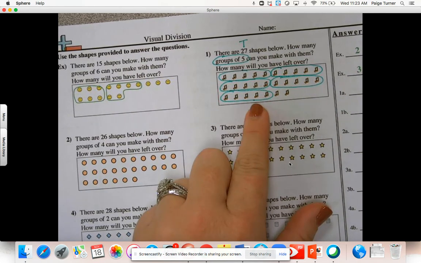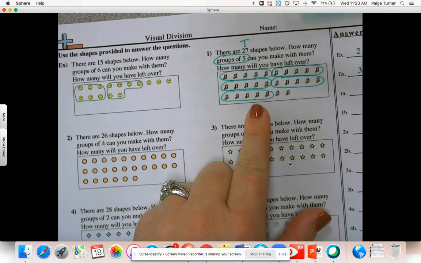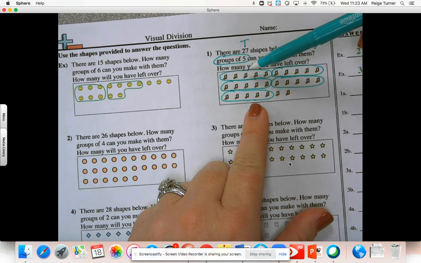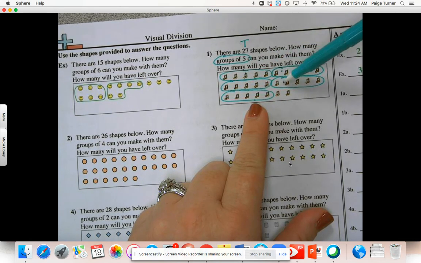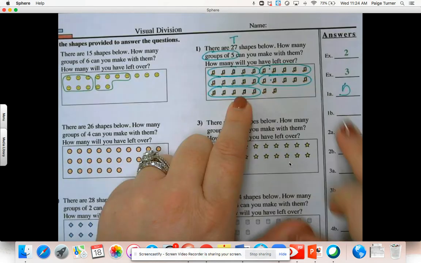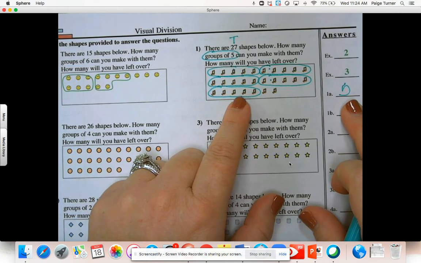Guys, this is what division is. We just did division. So we took our total number of shapes, which was 27. We broke it down into groups of 5. So we want to know how many groups did we make. So let's count them up. We made 1, 2, 3, 4, 5. We made 5 groups. So that's our answer here to question 1A.